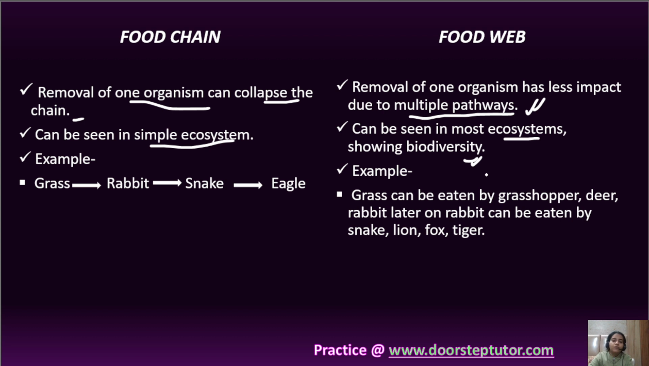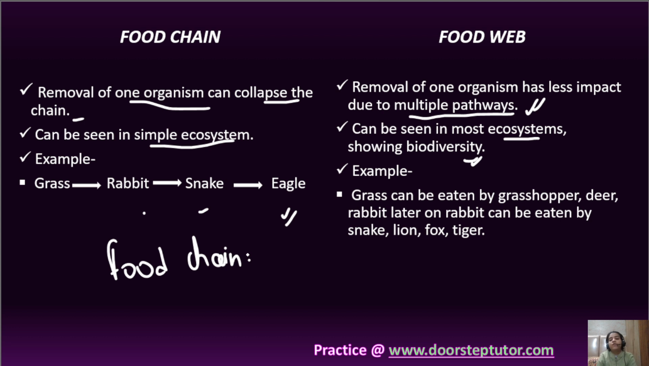The example of food chain and food web are also present here. In this one, the grass is eaten by rabbit, then rabbit is eaten by snake, and then snake is eaten by the eagle. That condition is known as only food chain.